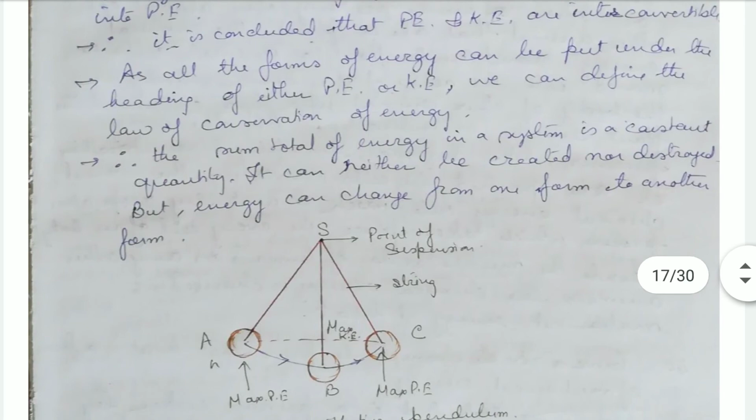As all the forms of energy can be put under the heading of either potential energy or kinetic energy, we can define the law of conservation of energy. The sum total of energy in the system is a constant quantity. It can neither be created nor destroyed, but energy can change from one form to another form.